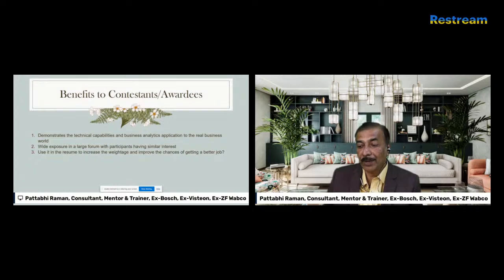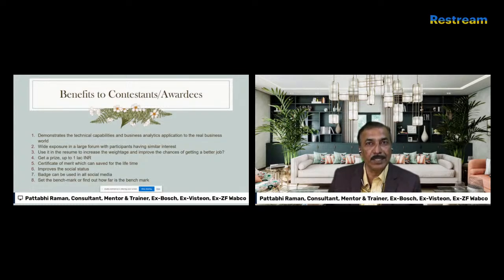Of course, when you get the award, you can use it in your resume. It is definitely going to increase the weightage. Apart from that, we are also going to provide you a prize up to 1 lakh, and a certificate of merit that can be saved for a lifetime. It's going to improve your social status. Okay, so there are a lot of benefits if you are a contestant. So I request all eligible candidates to apply as a contestant.